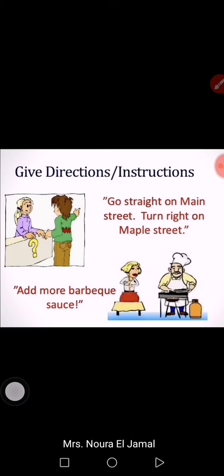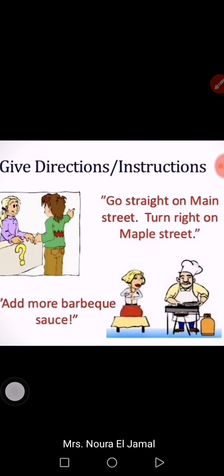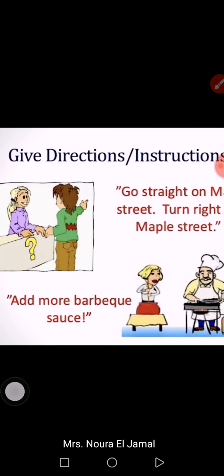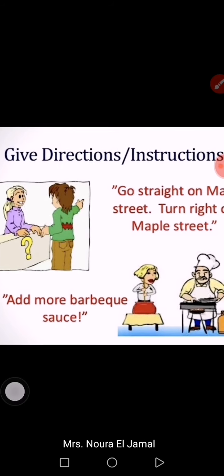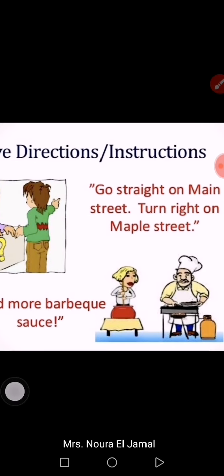We also use it to give directions or instructions. When we give directions, we say go straight on Main Street. Turn right on Maple Street. So I give direction now. Here, add more barbecue sauce. So here I give instructions in this picture. The first sentence here, go straight on Main Street, is giving a direction. The other one, add more barbecue sauce, I give here an instruction.